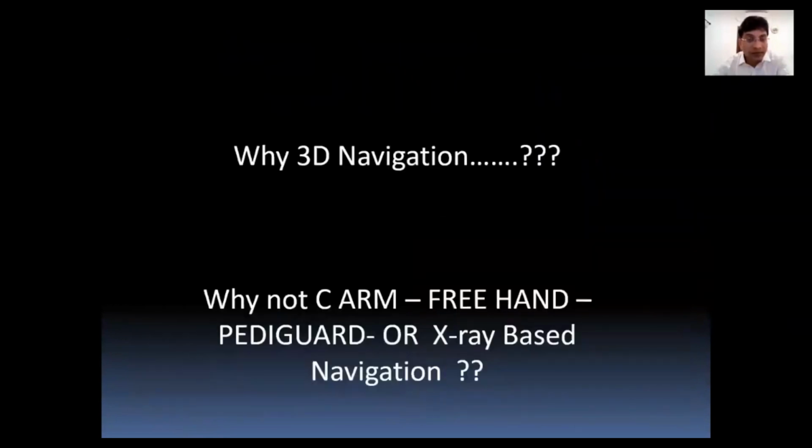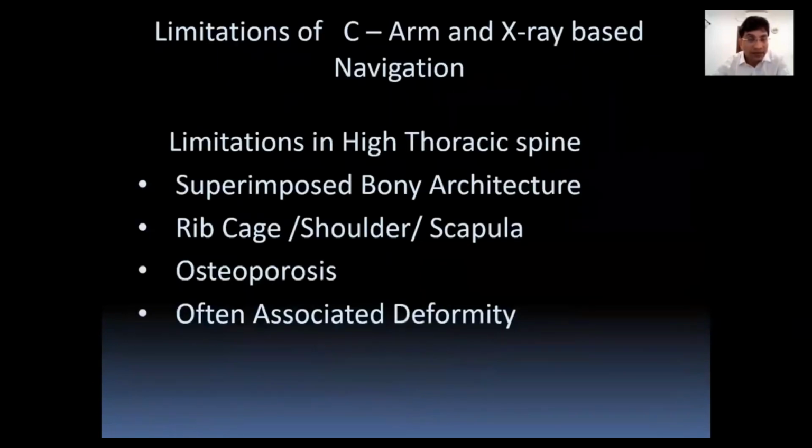That's why the role of 3D navigation and O-arm based navigation is very important. But the important question is, why not just C-arm based navigation or a freehand technique or X-ray based navigation? There are several limitations of the C-arm based technique or the X-ray based navigation, especially in the high thoracic spines, cervical spines, obesity, and patients with severe deformities. There is superimposed bony architecture. There's the rib cage, the shoulder, the scapula that comes in and obstructs the vision in patients with osteoporosis.